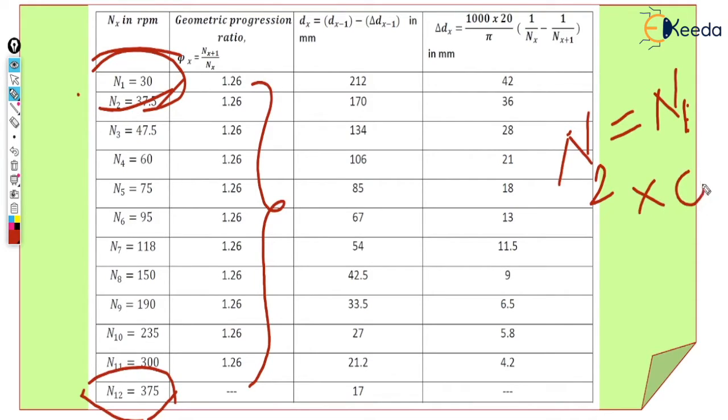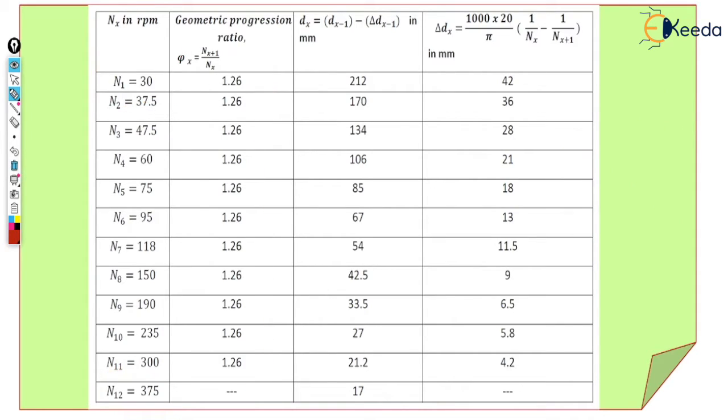into phi. If we simply multiply this 30 with 1.26, you will get this 37.5. So it is a simple multiple. This is the feature of a geometric progression ratio, and that is why we use it.